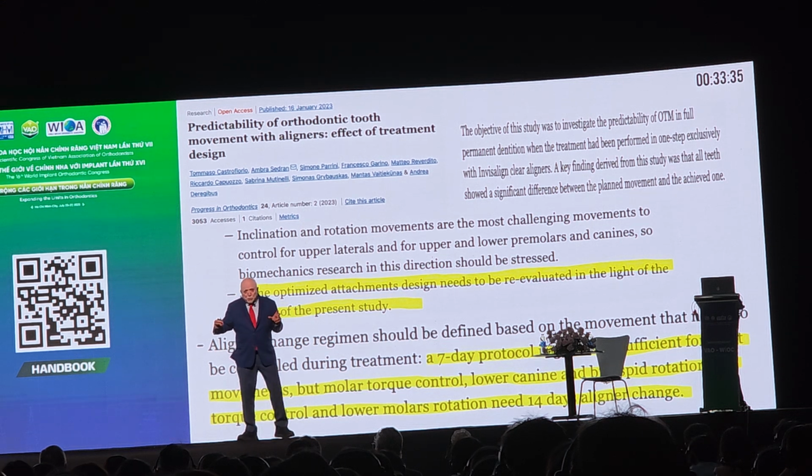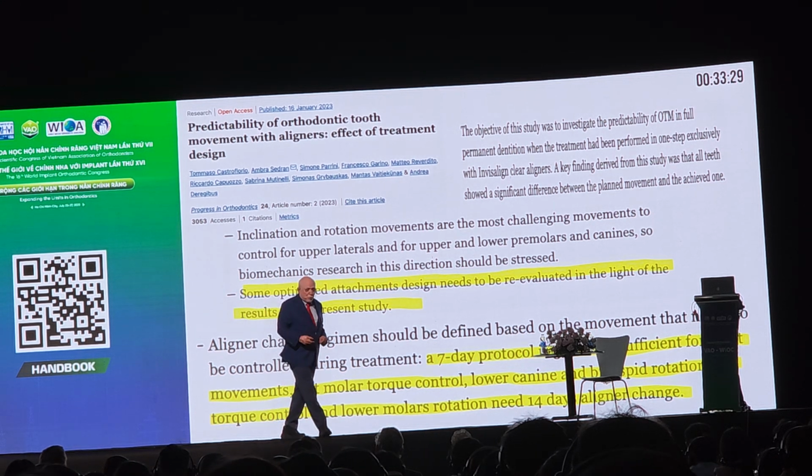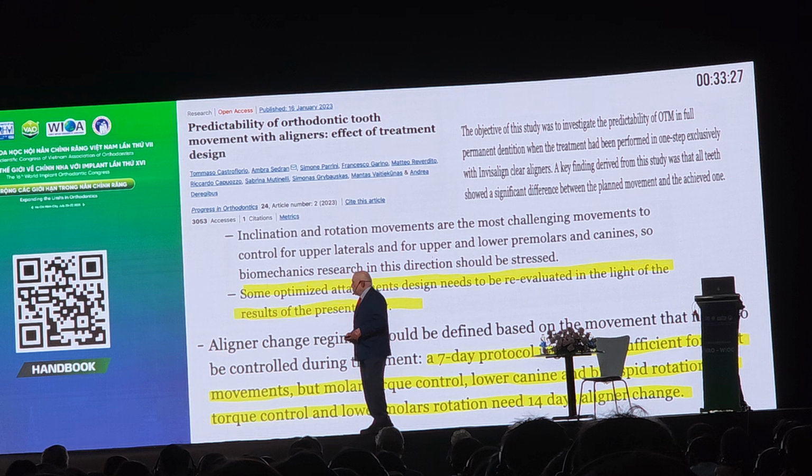And that creates problems if you keep on adding changes, because teeth are not moving the way you want them to move, or the way a technician wants them to move.